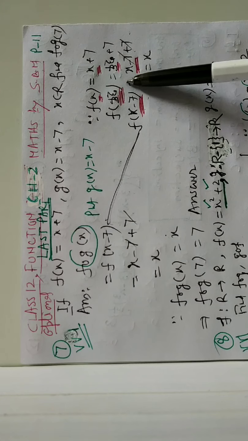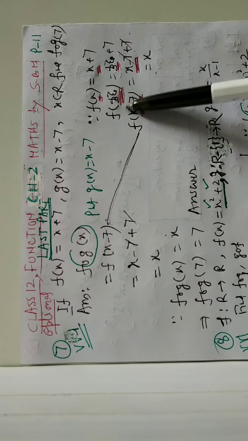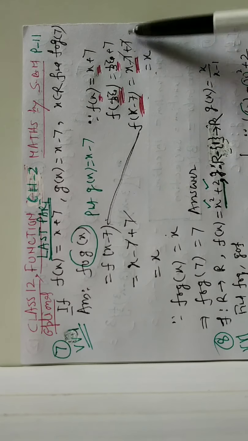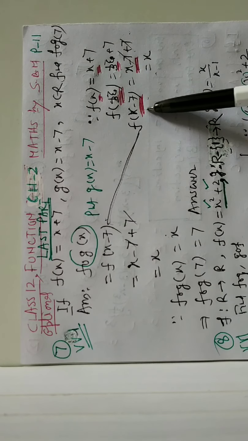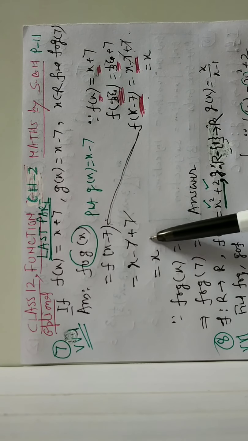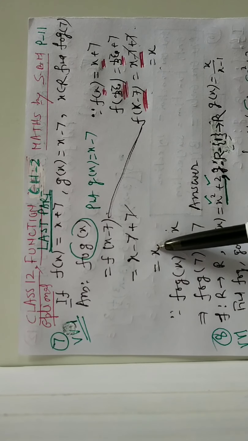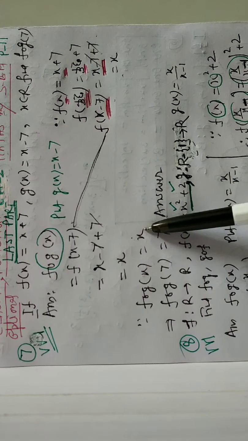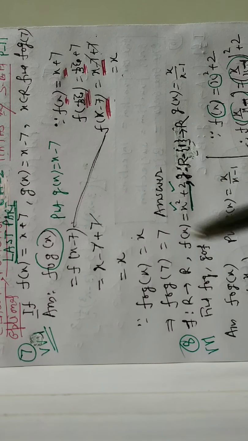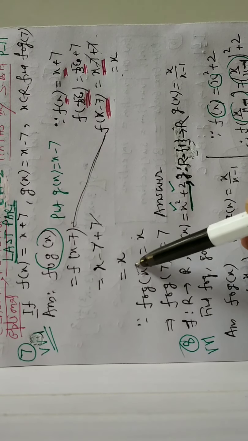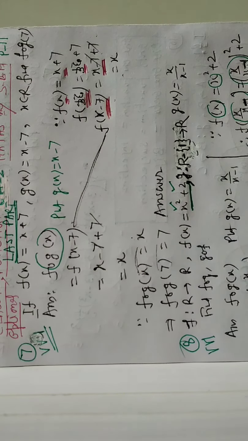So f of anything is equal to that thing plus 7. So f of (x minus 7) is x minus 7 plus 7, the 7s cancel. So the same thing is copied here, and the final value is x. So fog(x) is equal to x. So fog(7) is equal to 7. This x is equal to x, so this 7 is equal to 7.